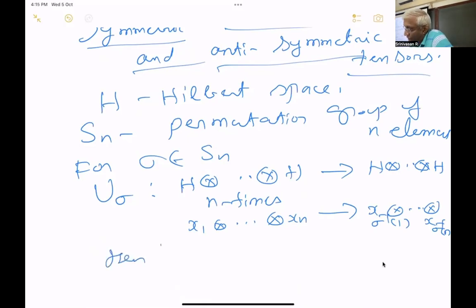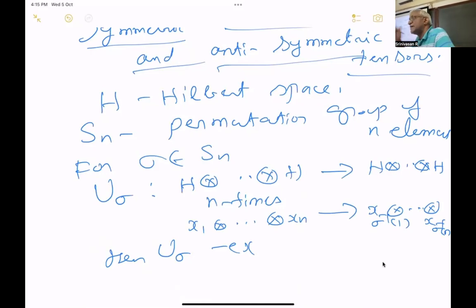Then U sigma extends to a unitary. This is defined on elementary tensors, I have mentioned last time itself. This preserves inner product. If you take x1 up to xn, y1 up to yn, then that will go to x sigma inverse 1 up to x sigma inverse n. You take the inner product, it will be just the product permuted among themselves, which is the same, of course. If you have a product of n numbers, you permute them among themselves, because complex numbers are commutative, the product is the same.